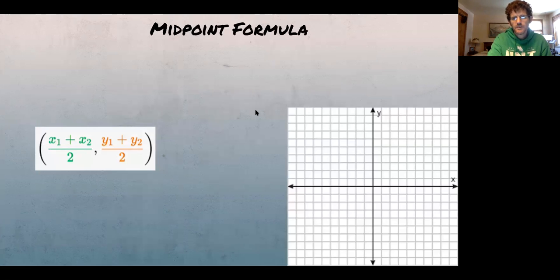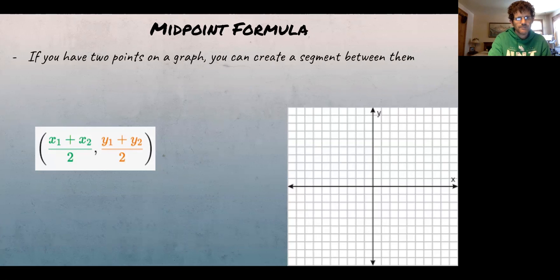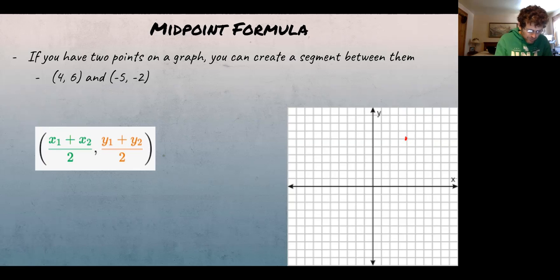We need to first of all talk about the midpoint formula. Hopefully this is not the first time you've been exposed to this, but I do understand it's probably been a while since you've seen it. So we'll talk about it for a second. If you do have 2 points on a graph, you can create a segment between them. So we're going to start with these 2 points, 4, 6, which is this point right here, and -5, -2. All right, and we can create a segment between those.